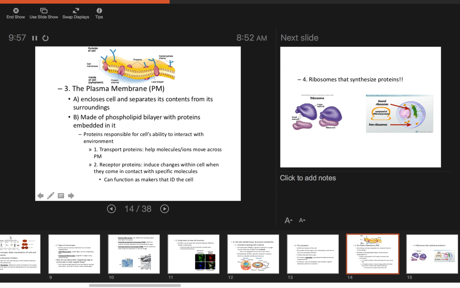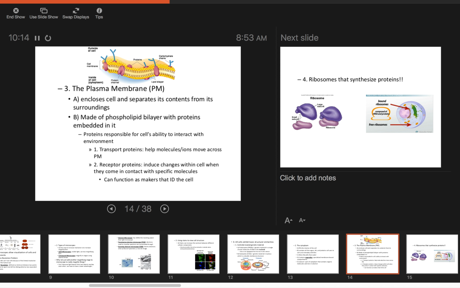Okay, the third thing that all cells have in common is that they have a plasma membrane, which I will abbreviate PM from now on. So that doesn't mean Prime Minister, it's plasma membrane. So the job of the plasma membrane, it closes the cell, separates the inside from the outside.